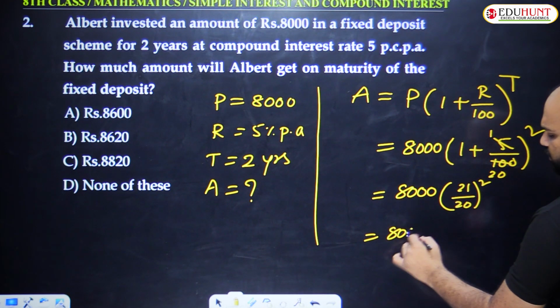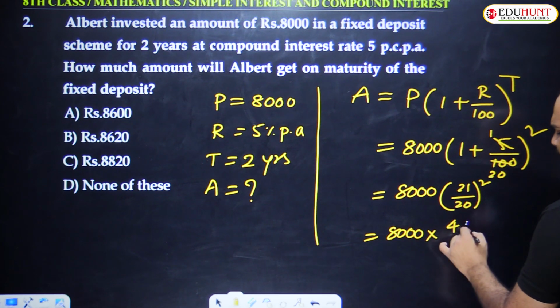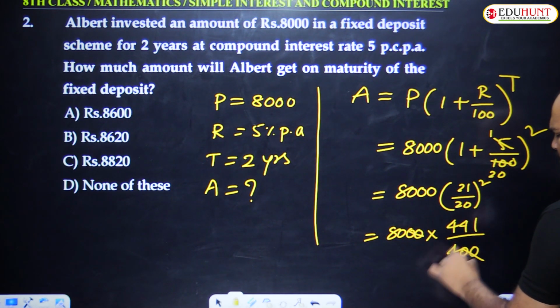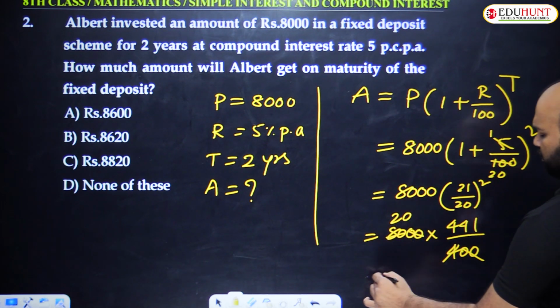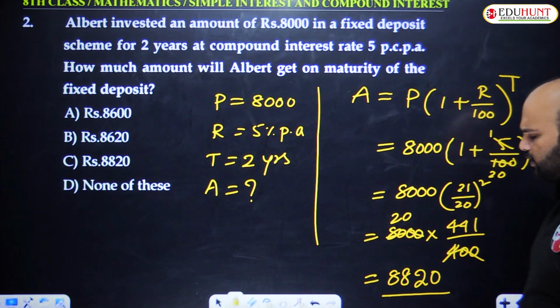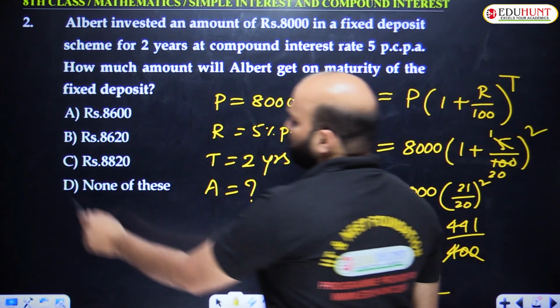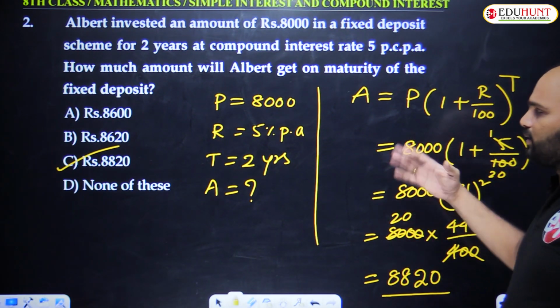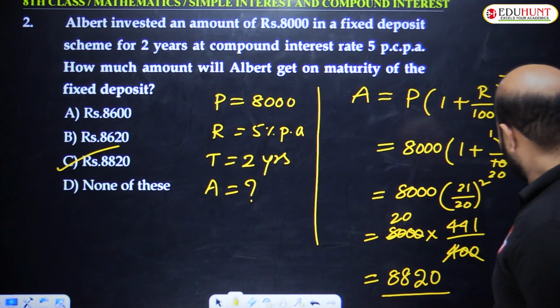So 8,000 into 21 square, 441, over 20 square, 400. 20 cancels: 4 ones are 4, 20 into 441 is 8,820. So this is the amount at the end of 2 years, 8,820. Option C is the right answer. This is actually the school method, the traditional method. So what is the shortcut method?